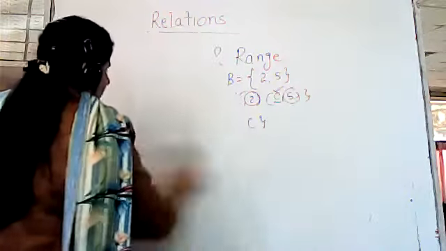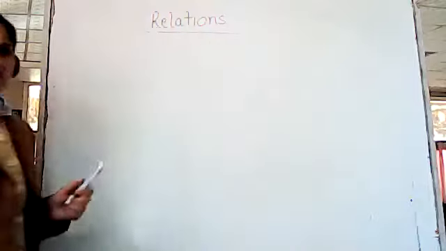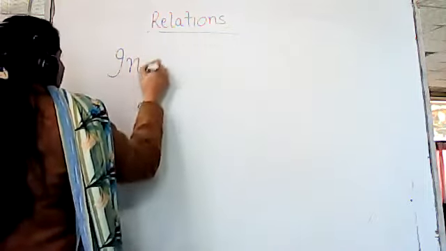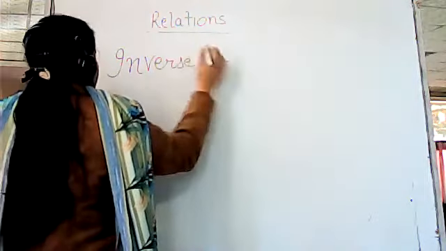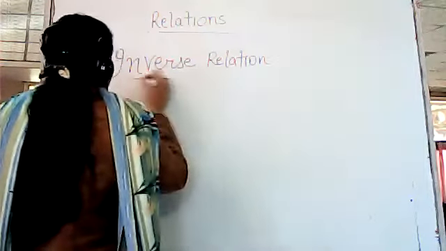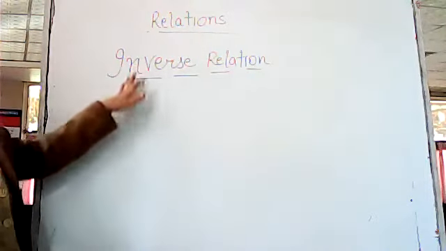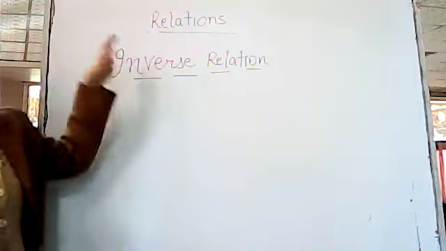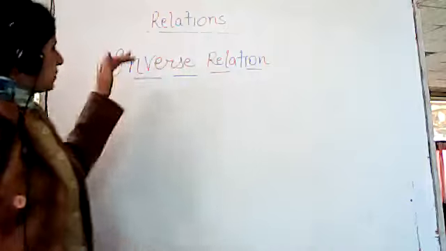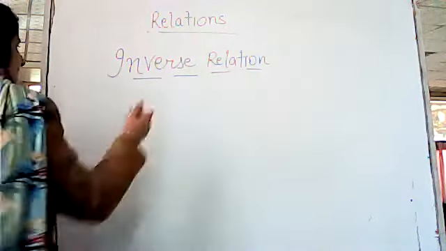Now the next definition is related to domain and range. The next definition that we're going to discuss is inverse relation. This is the basic introduction of the topic relation, and now we are going to start with the next definition. This is again a basic definition based on domain and range. So what is the next term? That is inverse relation. What is the meaning of inverse relation?